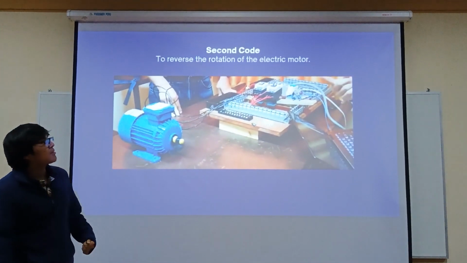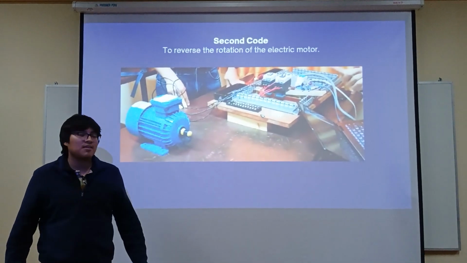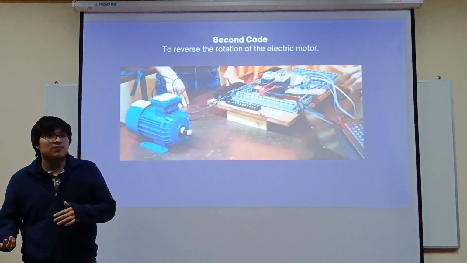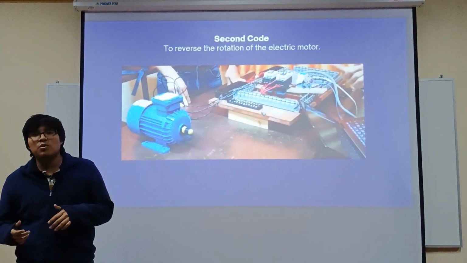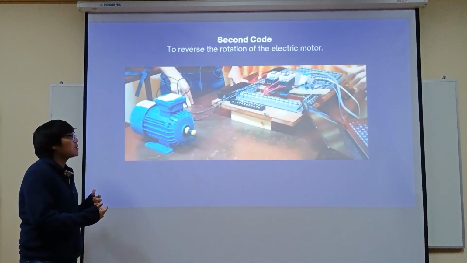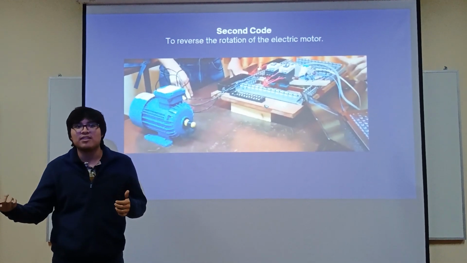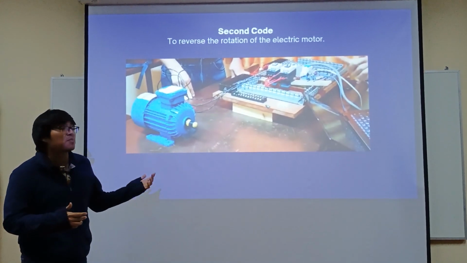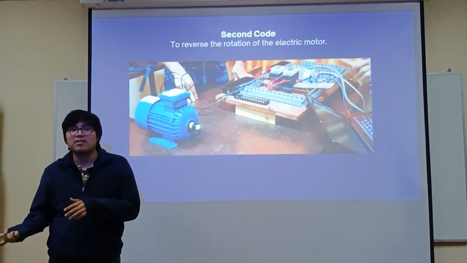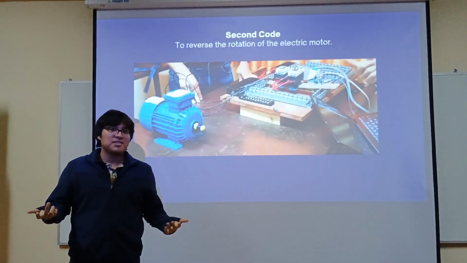Next one, please. The second code is to reverse the rotation of the electric motor. Regarding the second code, after turning on the thermomagnetic circuit breaker and operating the contactor, when we press a button, the three-phase motor will rotate in one direction, clockwise for example, and when we press the other button, it will change the direction of rotation to counter-clockwise, with a delay of about 1 second.